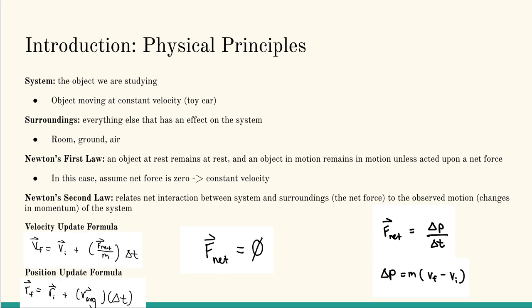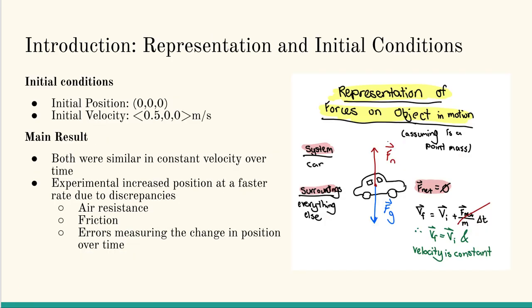And then the position was updated with the position update formula with the constant average velocity. The initial position was 0 in all directions, and the initial velocity in the x direction was 0.5 meters per second. This was the model of the forces, which canceled out of the normal force and the gravitational force, resulting in a net force of 0. And the main result was both the experimental and computational model were similar in the constant velocity, except the experimental increased at a higher rate in position towards the end due to discrepancies in other possible forces and errors measuring the change in position over time.